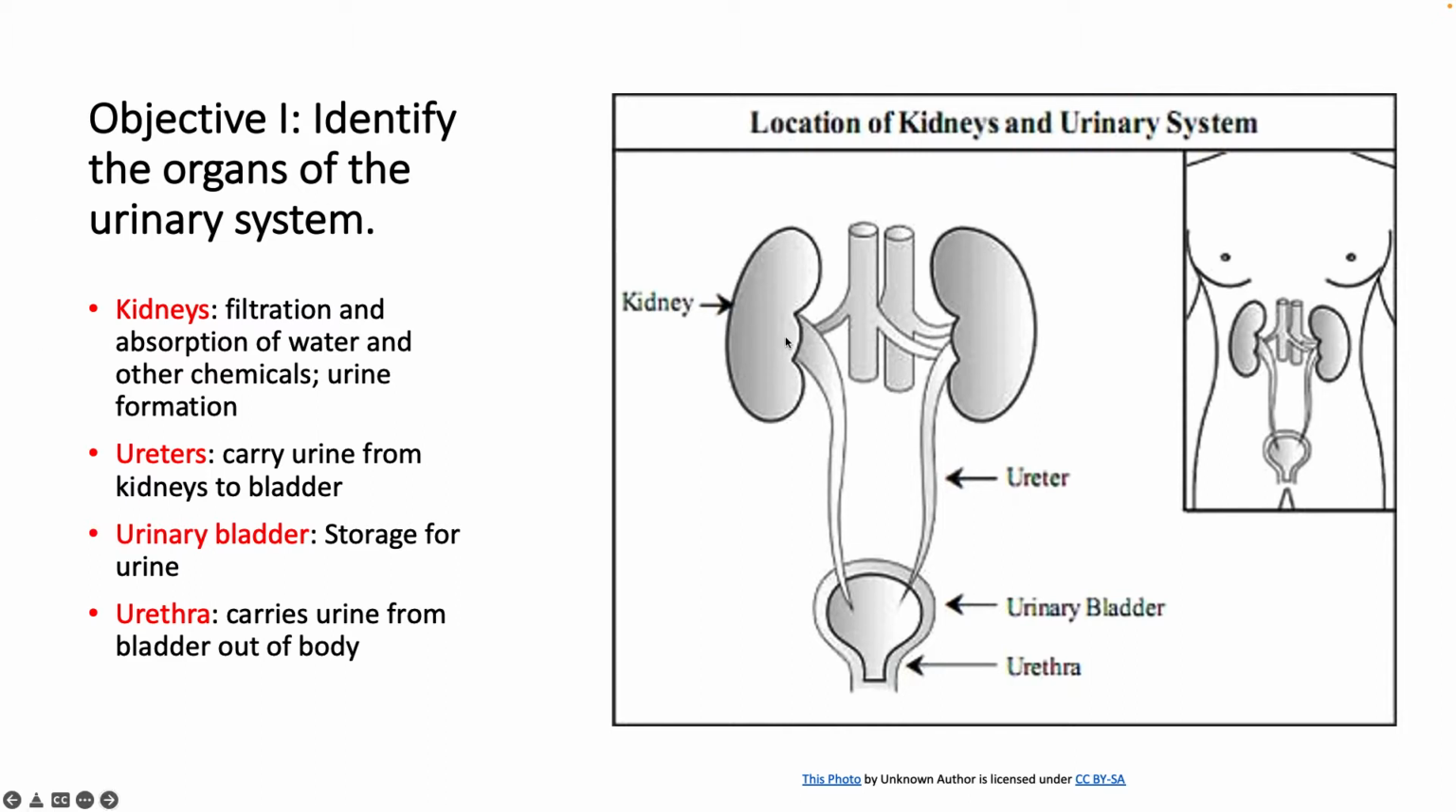We have the kidneys, which are involved in filtration and absorption of water, as well as other chemicals, and the formation of urine. Then we have the ureters coming down from those, carrying that urine to a storage container in the urinary bladder. And then the urethra stemming from the urinary bladder will exit the body to excrete that urine. All right, so you have those 4 different structures of the urinary system: kidneys to ureter, to urinary bladder, to urethra.